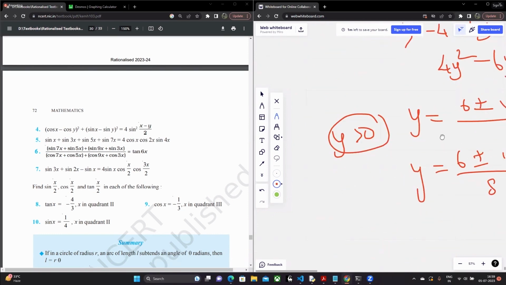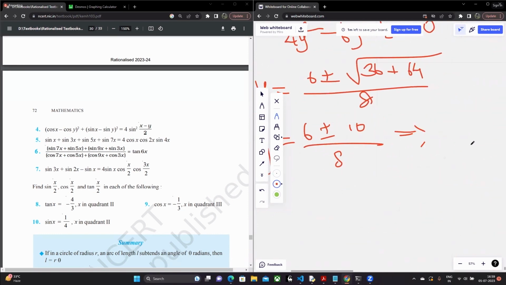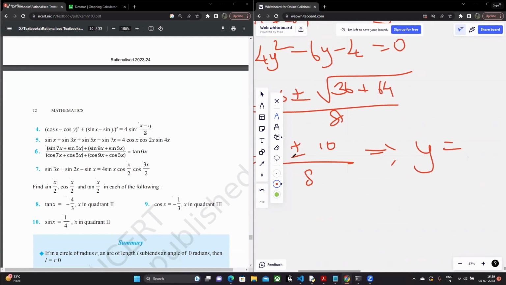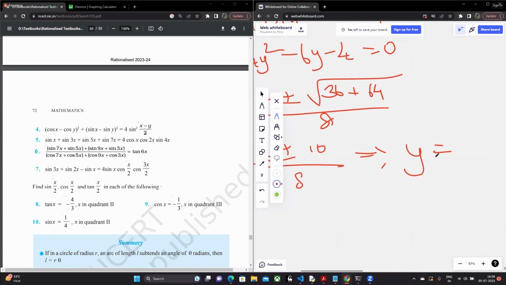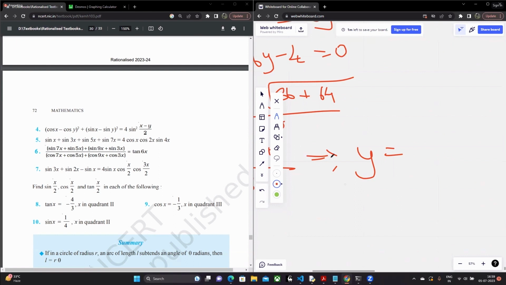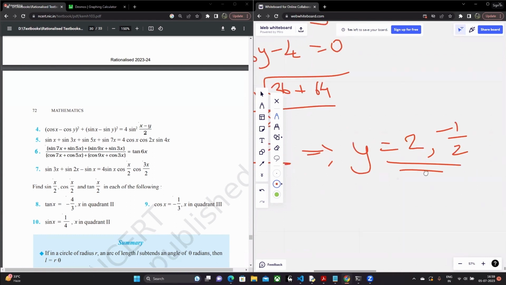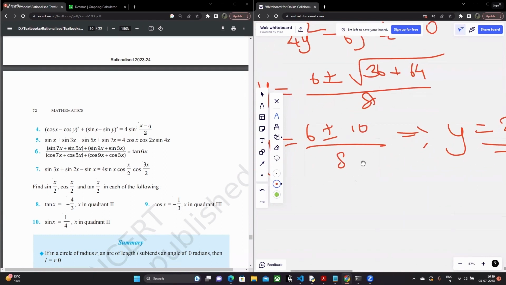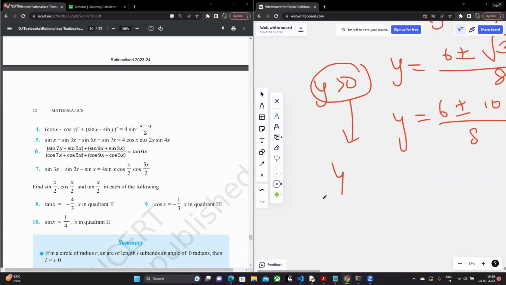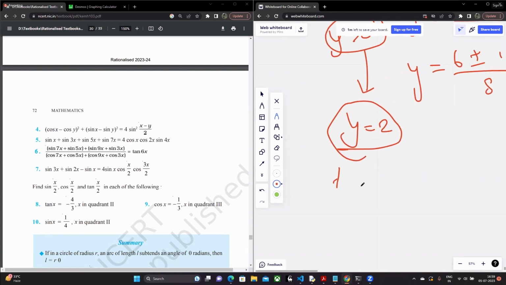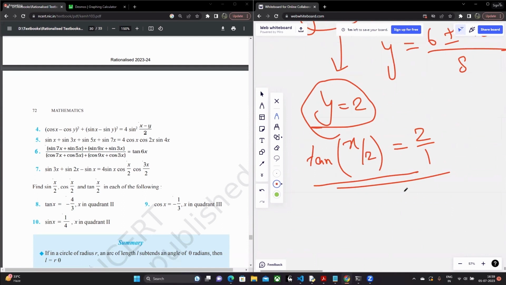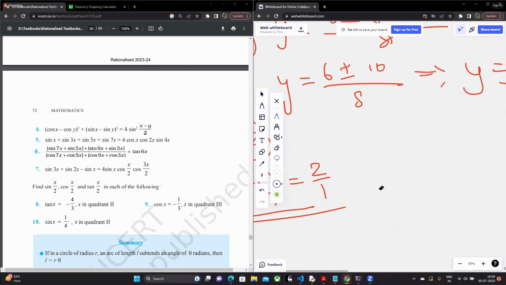Since y is greater than 0, this means that y is equal to, from this you can get that y is equal to 6 plus 10, 16 by 8, that is 2. Or it can be 6 minus 10 by 8, that is minus half. Right? Since y is greater than 0, this means that y is equal to 2. Or you can say that tan of x by 2 is equal to 2 by 1. Right? Or is equal to 2, whatever.